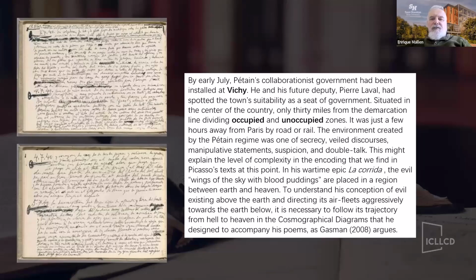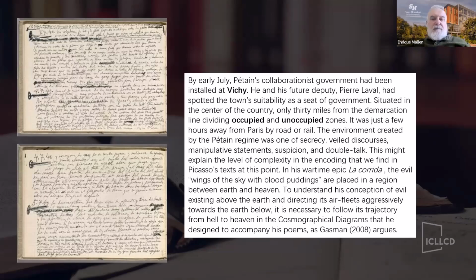He and the future deputy Pierre Laval had spotted the town's suitability as a seat of government. Situated in the center of the country, only 30 miles from the demarcation dividing occupied and unoccupied zones, it was just a few hours away from Paris by road or rail. The environment created by Pétain's regime was one of secrecy, veiled discourses, manipulative statements, suspicions, and double talk.